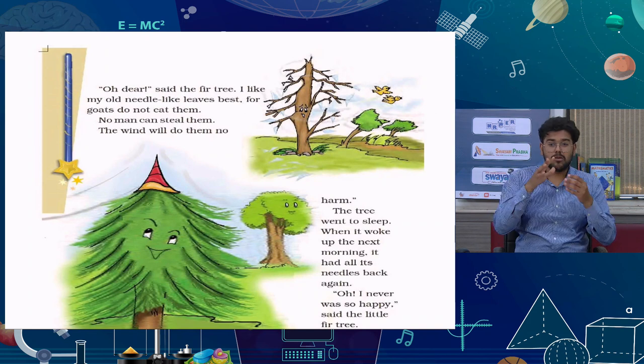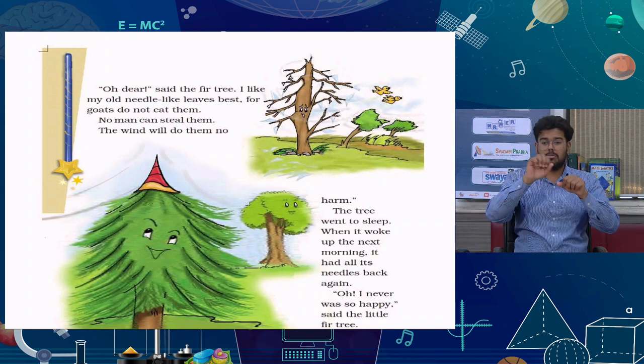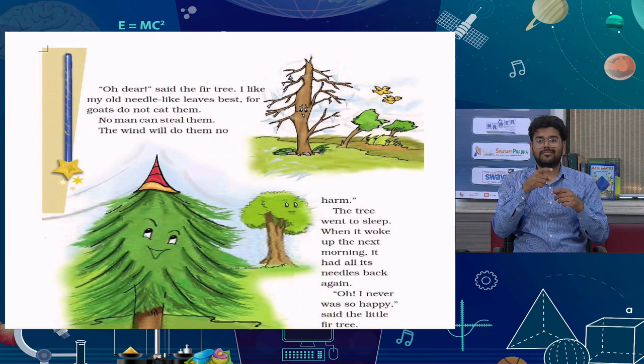अब फर ट्री realized that it was happy with its original needle-like leaf. क्योंकि जब उसने अपने पत्ते दूसरे पौधों की तरह किए जो बिल्कुल हरे भरे सुंदर से थे, वो सारे पत्ते बकरी आके खा गई. फिर उसने सोचा क्यों ना इन पत्तों को सोने में बदल दिया जाए. जब ऐसा हुआ तो चोर आके उन पत्तों को चुरा ले गया.